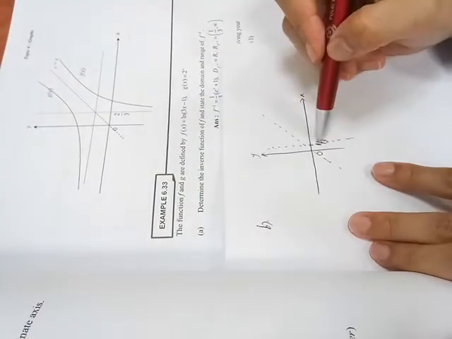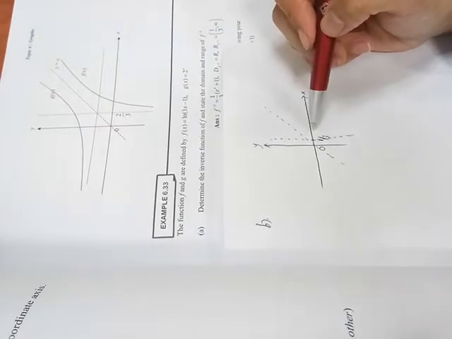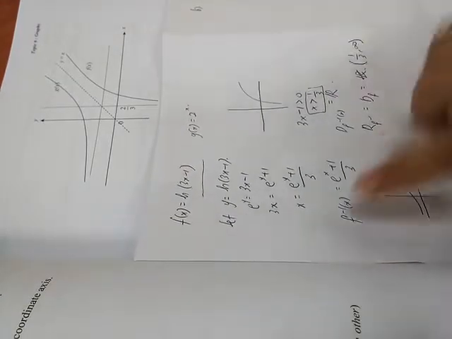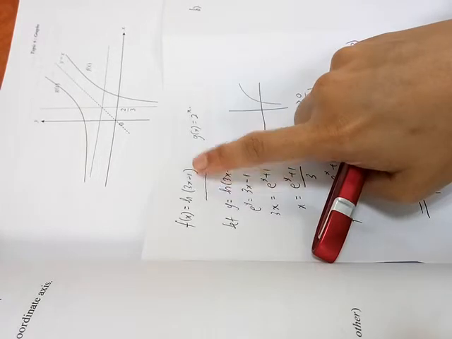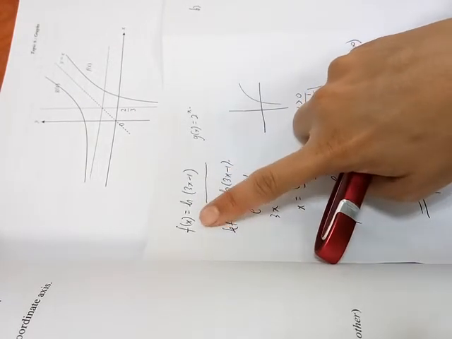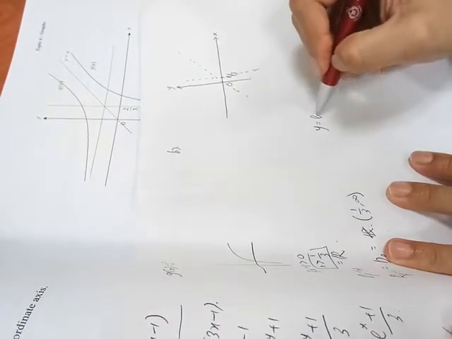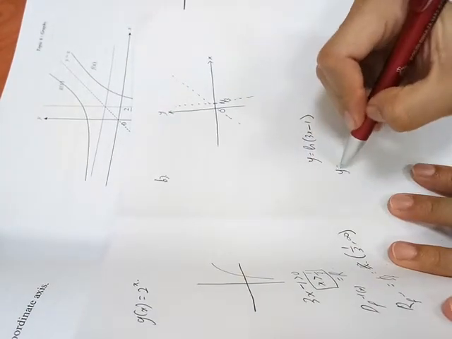So we sketch the graph from 1 over 3 but do not include 1 over 3. And then if you want to find the x-intercept, that's up to you. To find the x-intercept, you substitute the y value with 0. If you want to find the x-intercept for this function, you can see that y equals 0.